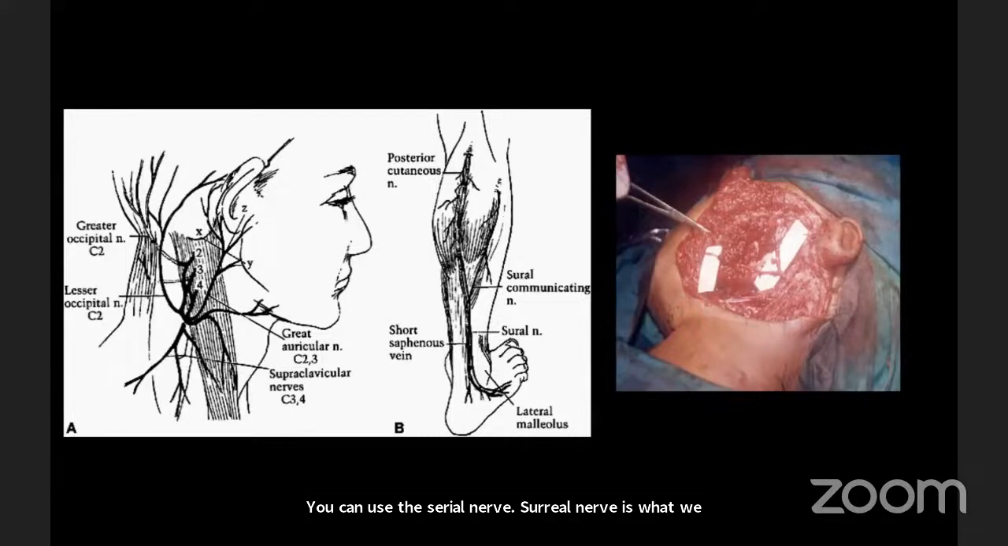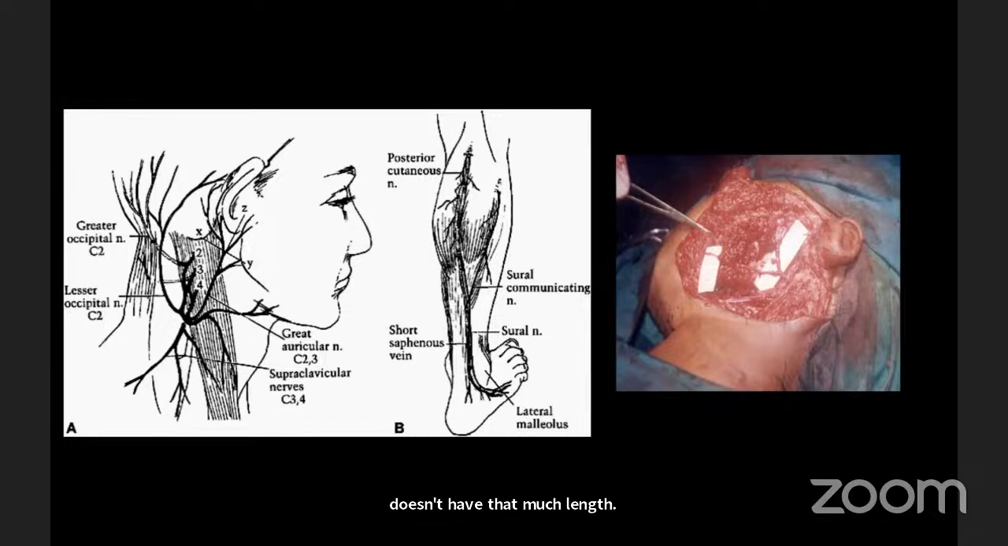But the problem with the sural nerve is you cannot do it in patients who have diabetic foot disease or have peripheral neuropathy, because you take away the sensations from the sole of the foot and the patients will have problems. So the easiest thing is the greater auricular, but it doesn't have that much length. Sural nerve has got a lot of fascicles, so it's preferred.